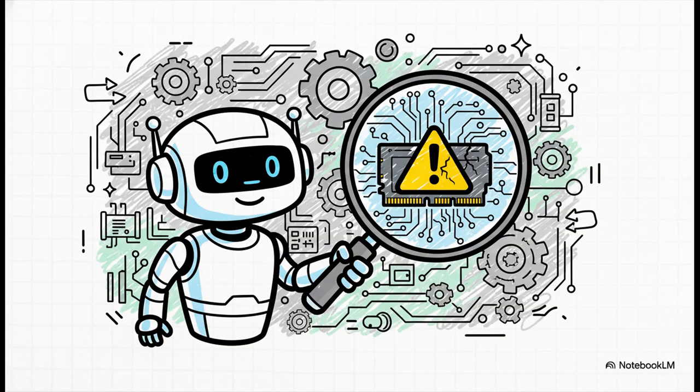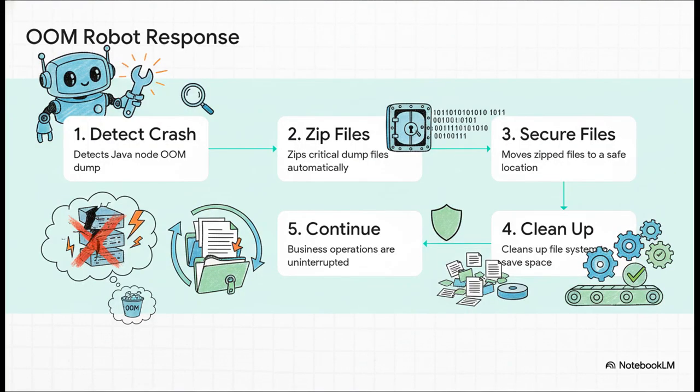Okay, that's a lot to take in, so let's zoom in on just one really powerful feature to see how this works in the real world: the OOM dump robot. And if you're not familiar, OOM just stands for out of memory, which, as you know, is a really bad day for any Java system. Okay, so picture this. A Java node crashes with an out-of-memory error. Here's what the robot does, instantly, without a single person having to log in.